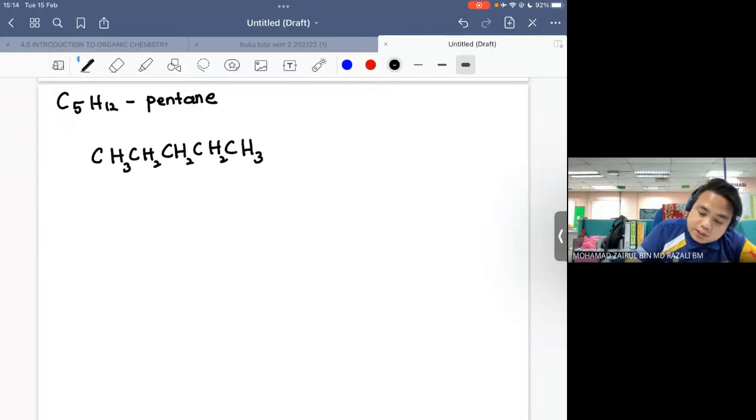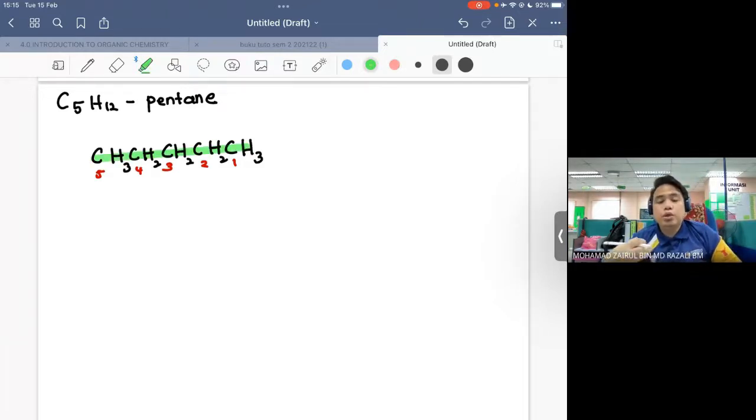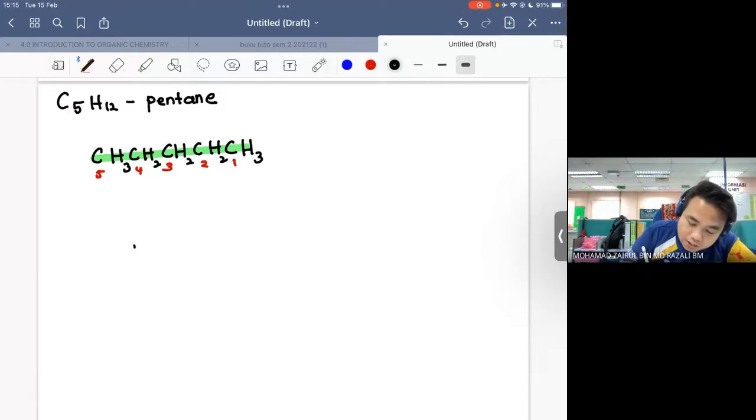Kalau awak tengok sini, the longest continuous chain adalah 1, 2, 3, 4, 5. So basically kita ada 5 carbon as the parent. In order to draw the chain isomer, kita shortenkan parent chain. So from 5 kita try shortenkan jadi 4 dulu. So 1, 2, 3, 4. Okay, saya letak dekat sini.